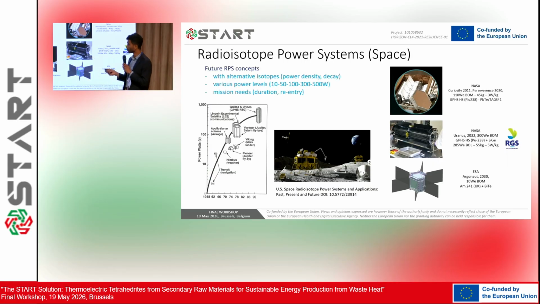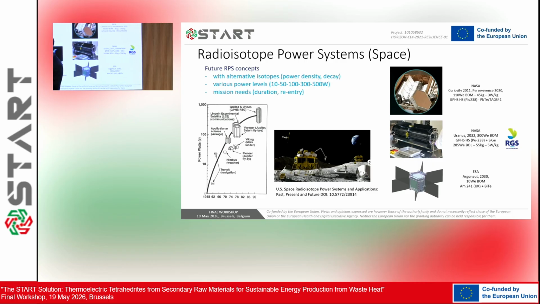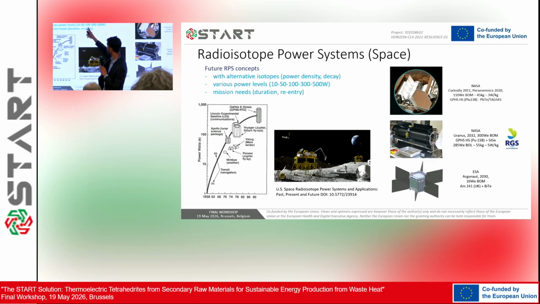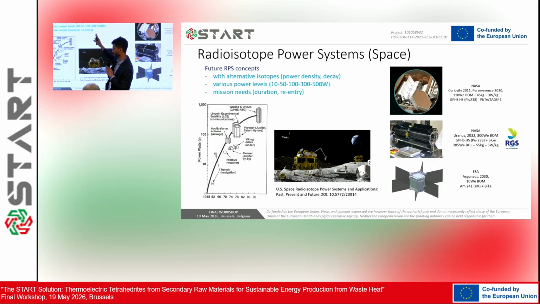Maybe some of you know about radioisotope power systems, which have powered quite a few of these deep space satellites, which have also left our solar system. These kinds of systems have varied from 10, 50 watts of electric going up to hundreds of watts of electric, depending on the needs for that particular system. And now, increasingly, they're also looking at alternate isotopes.